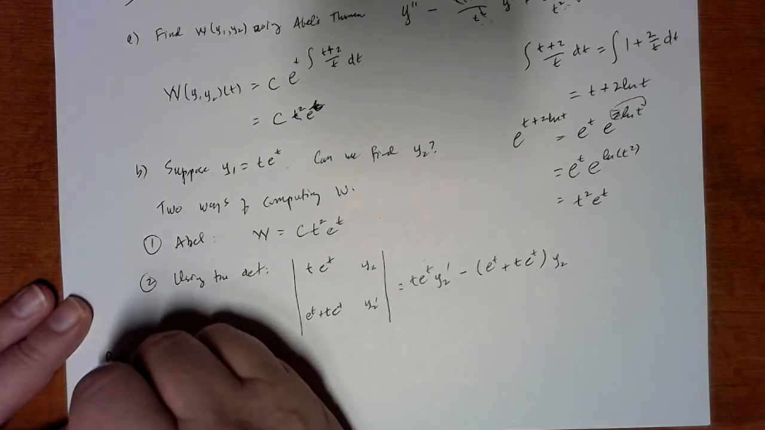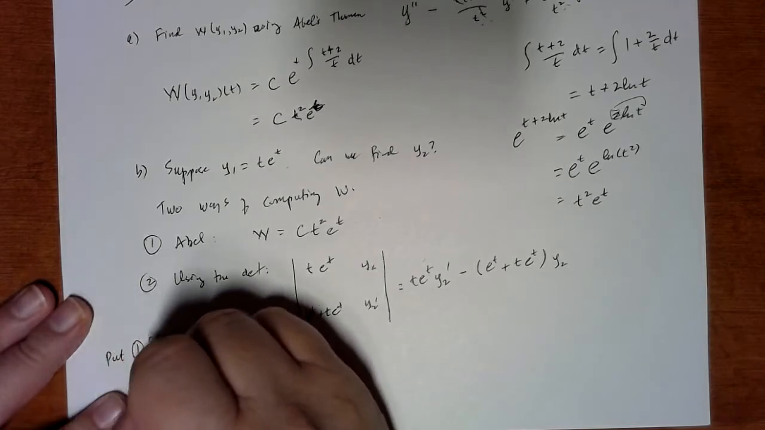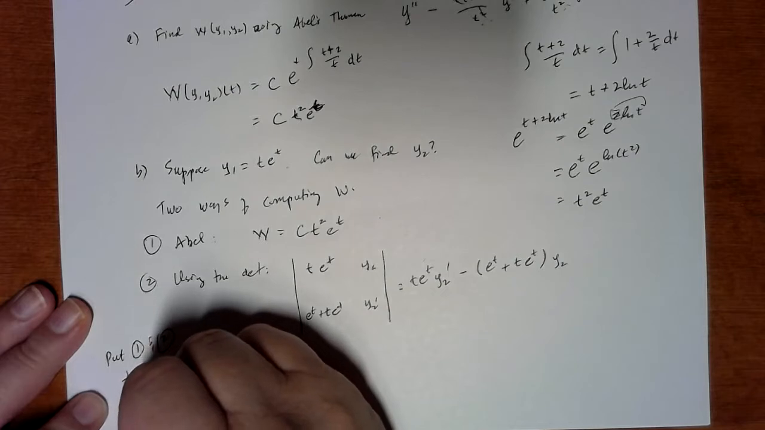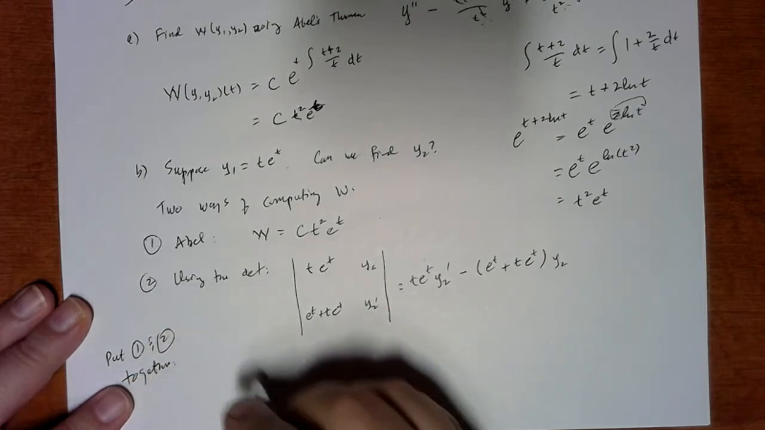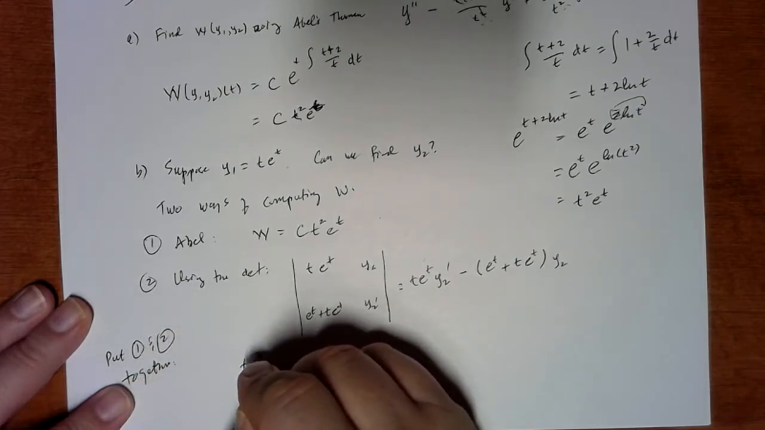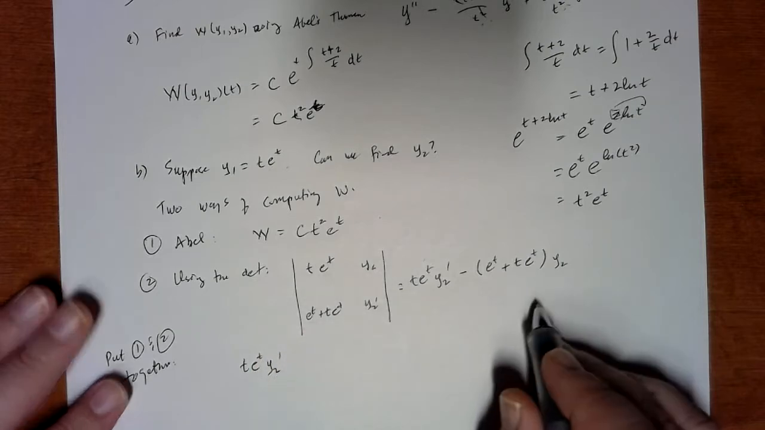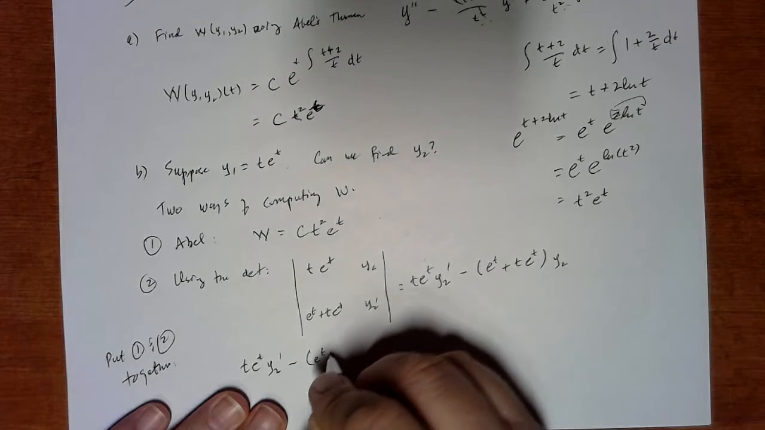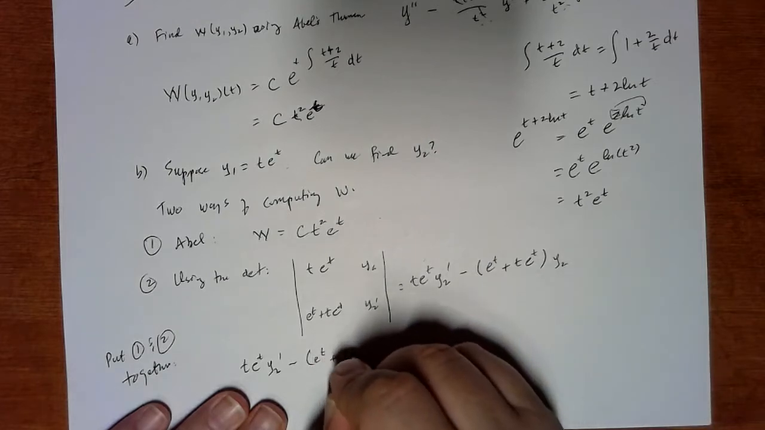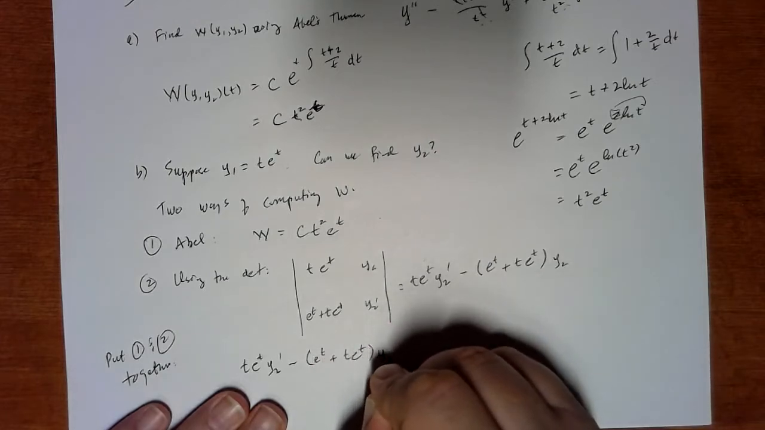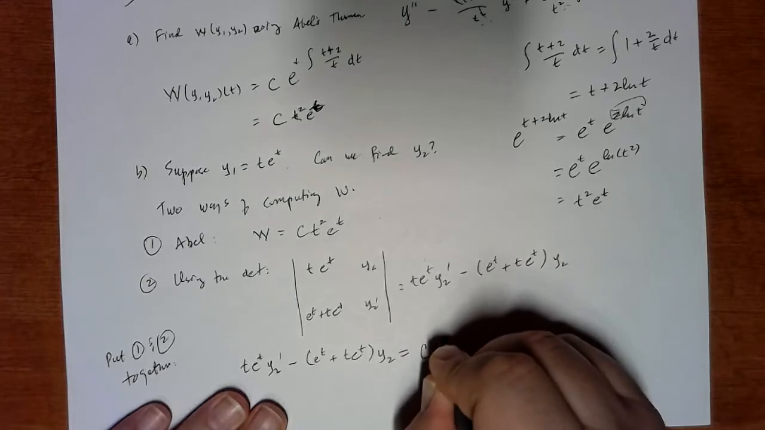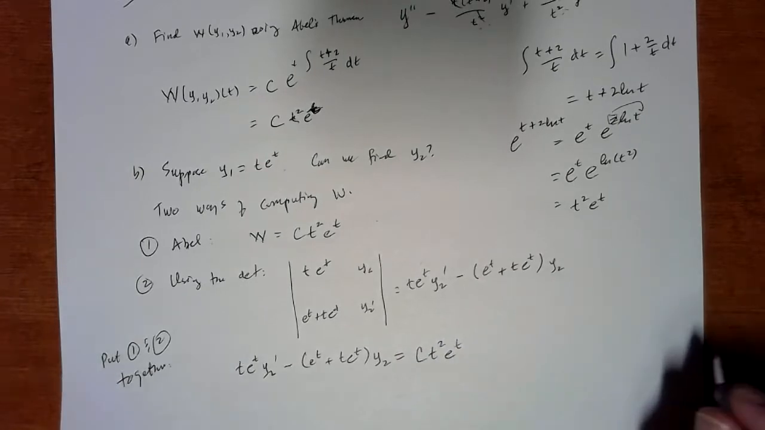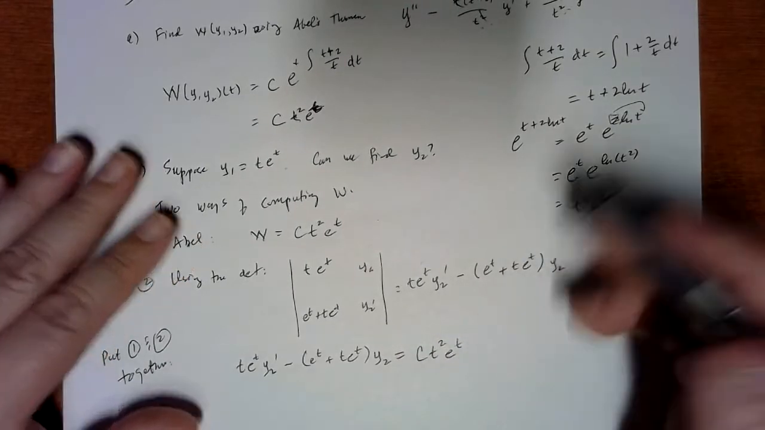So put 1 and 2 together, and we get that t e to the t y2 prime. We'll simplify this in just a second. Minus e to the t plus t e to the t y2 is equal to c t squared e to the t. Okay, where c is again yet to be determined.